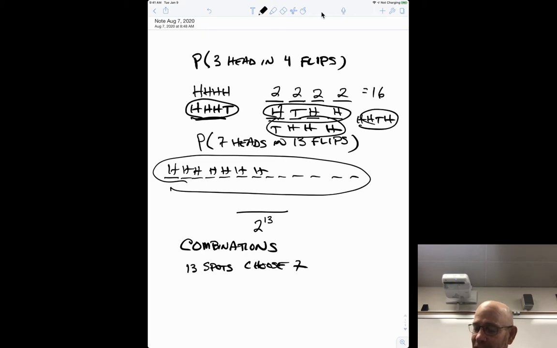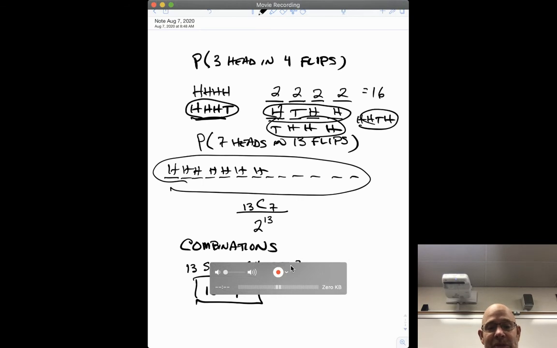On the calculator, the way this calculator works, it's this notation. You may have seen this before. It's 13, choose 7. That's the notation for that. So the answer to this problem is going to be 13, choose 7. So there's 13 spots. We're choosing 7. That's just going to tell me how many different places I can put those heads. Over 2 to the 13th, that's the total amount of outcomes. So the problem boils down to, how do I find that number?